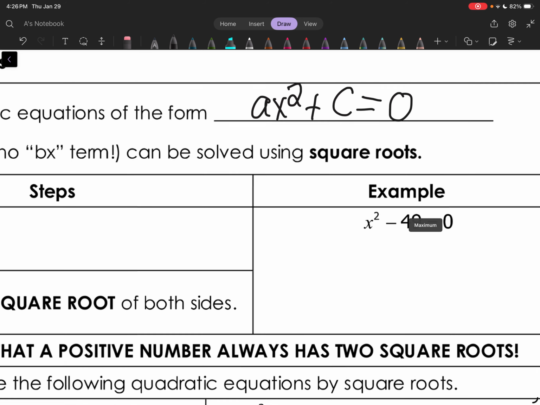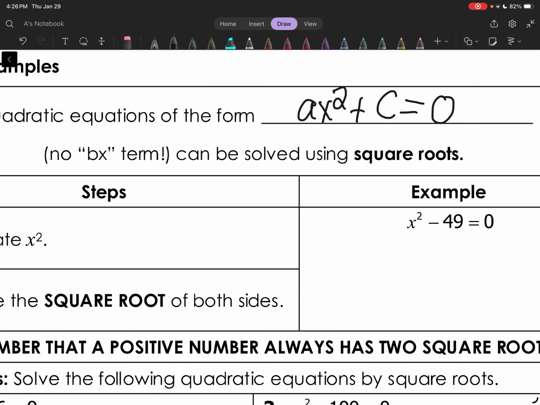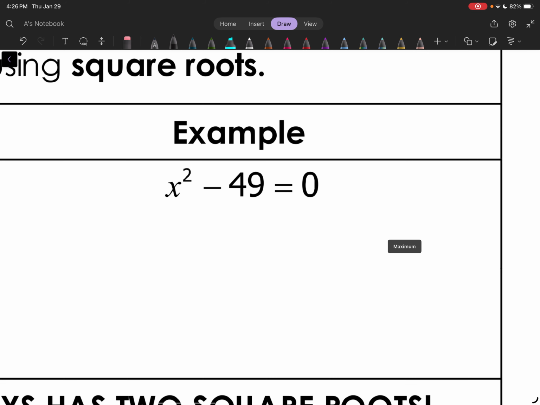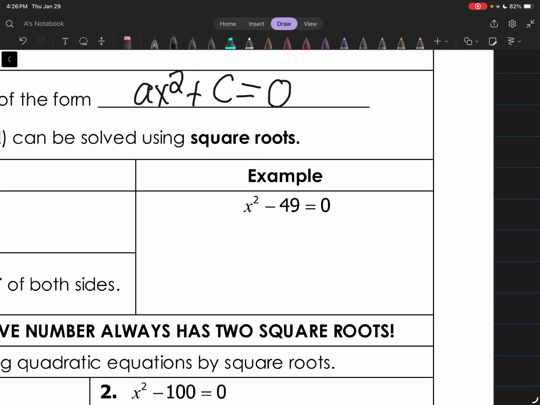Quadratic equations in the form of ax squared plus c equals 0, so there's no linear x term, can be solved using square roots. Now there is a grand total of 2 steps. Step 1 is to isolate the x squared.